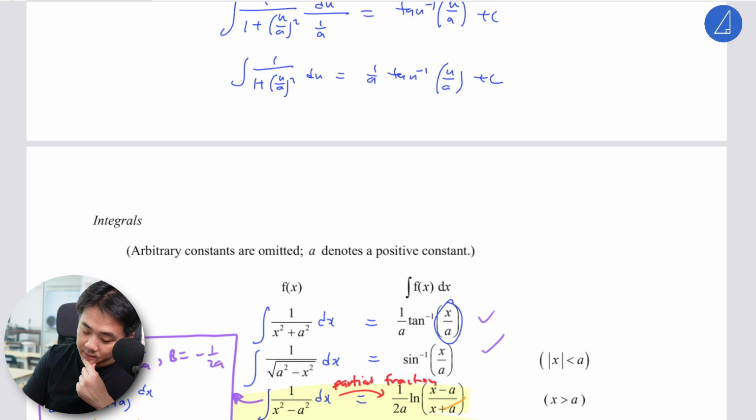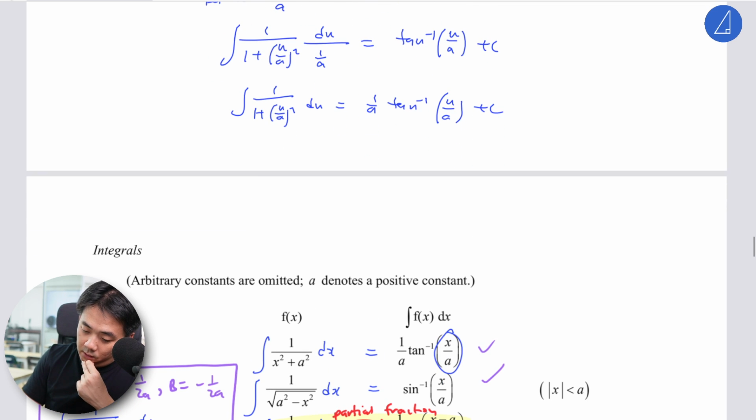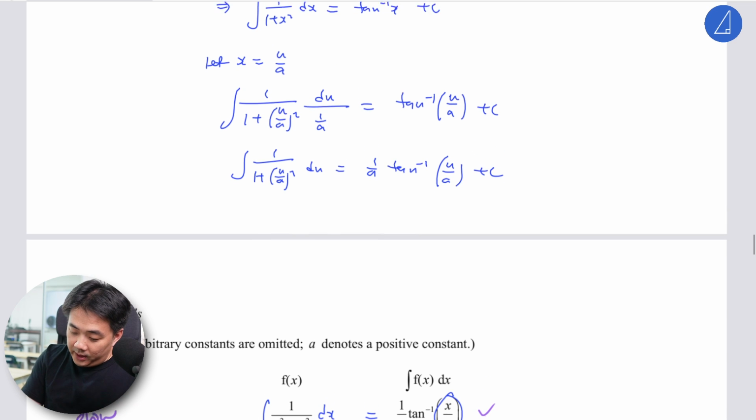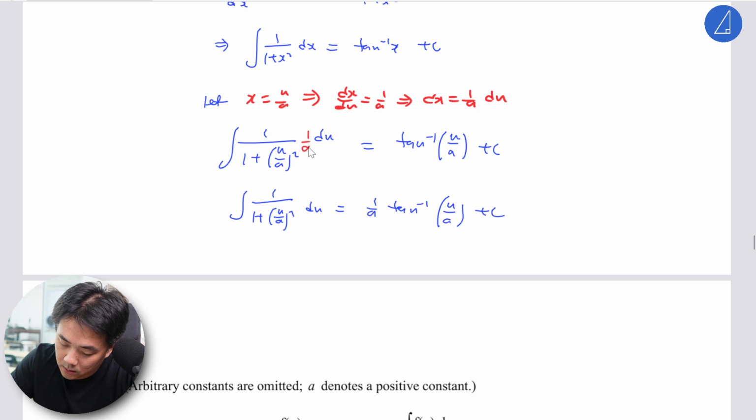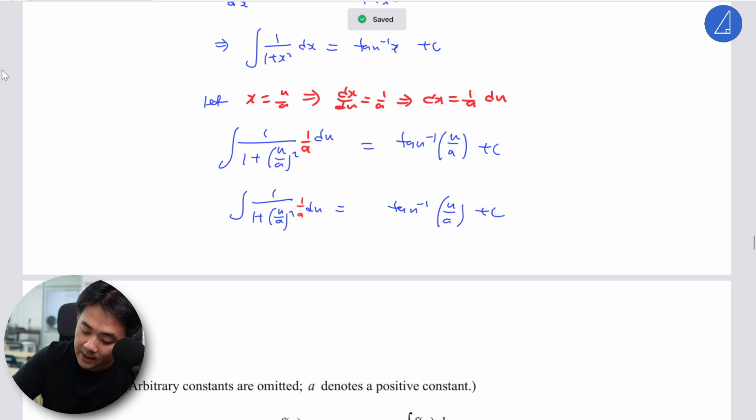How about the a in front? I got the a. Am I doing correctly? My mistake. So this one would be dx equals to 1 over a du. So this is actually correct already. This 1 over a. Yeah, okay, actually you manipulate this guy, you'll be able to show lah.